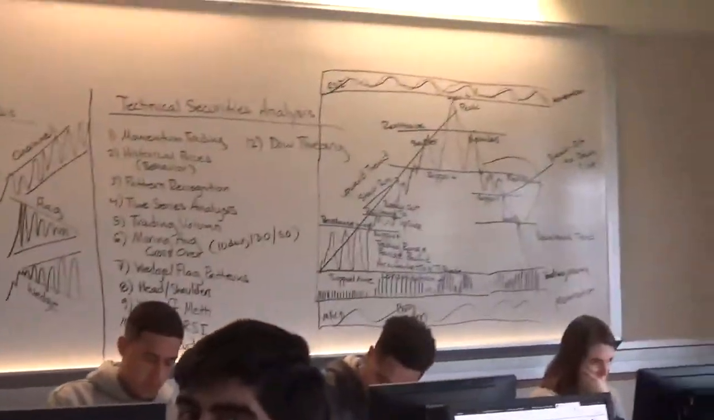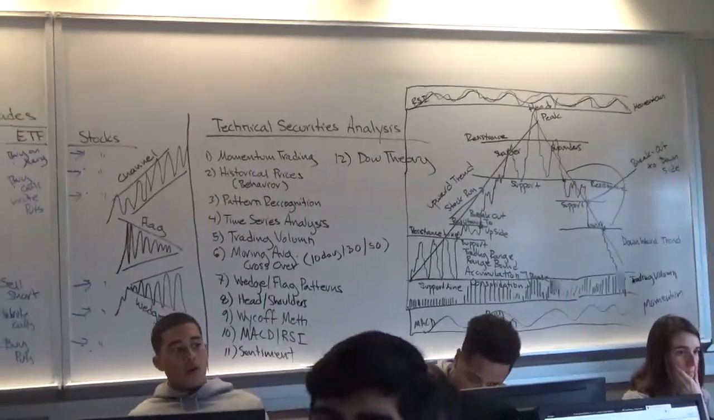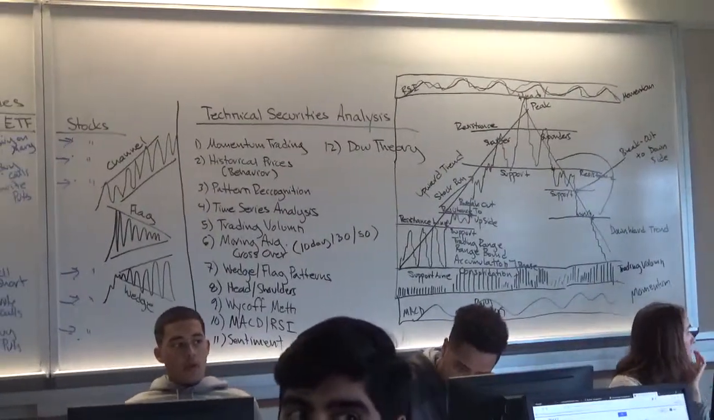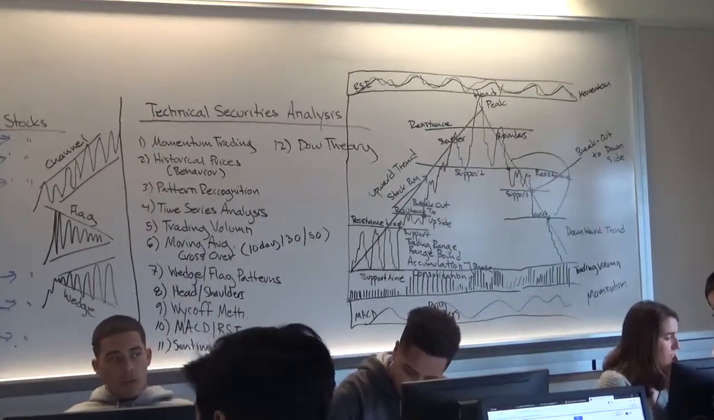Yes? So would a riskier trader, when they see the 10 cross the 50 instead of waiting for the 30, be taking on more risk? Yeah, they're taking on more risk if they buy then.